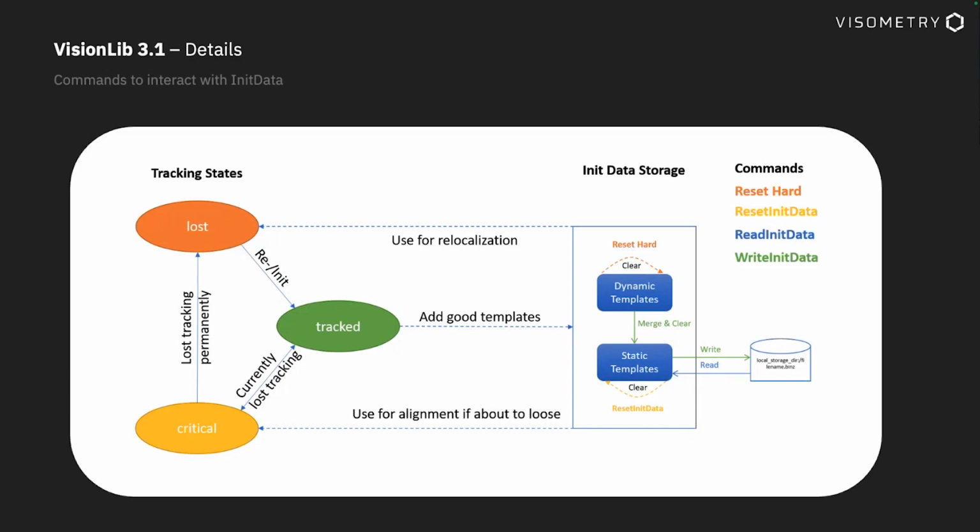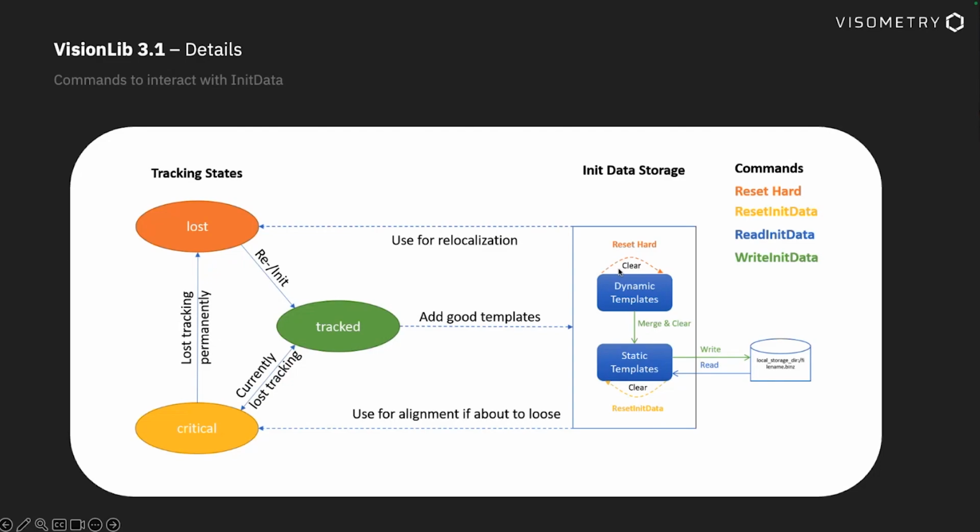Now let me sum up what happens when you send one of the commands that interact with the init data. I think I shortly mentioned almost all of them, but now we have a complete picture of that. Init data is used for reinitialization during the state lost and for realignment while in state critical. While tracking, init data is collected as dynamic templates. If you call the reset hard command, we reset the tracking and force a switch to the state lost, and it also clears the dynamic templates.